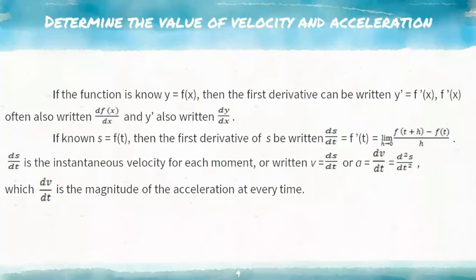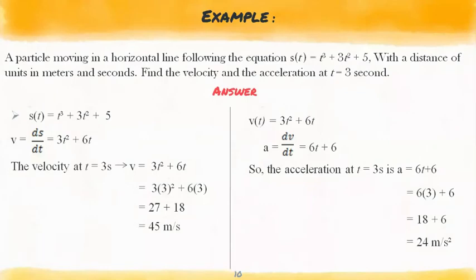To understand more about the value for velocity and acceleration, consider the following example. Example: a particle moving in a horizontal line following the equation s of t equals t cubed plus 3t squared plus 5, with distance in meters and time in seconds. Find the velocity and the acceleration at t equal to 3 seconds.